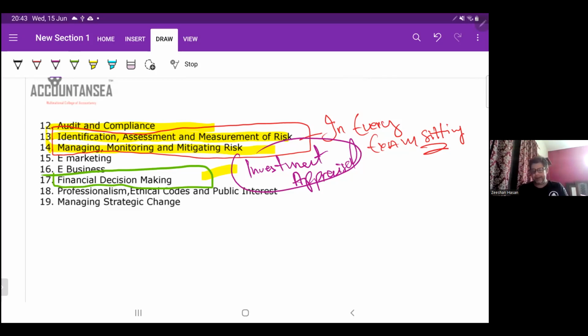And then finally, managing strategic change. How to change strategically? What are their importances? All that will be covered here. And the last area, which I forgot to mention over here, that is project management. What is a project? How to manage it? Who is responsible for it? All will be covered over here. And in this way, we will cover our whole exam.